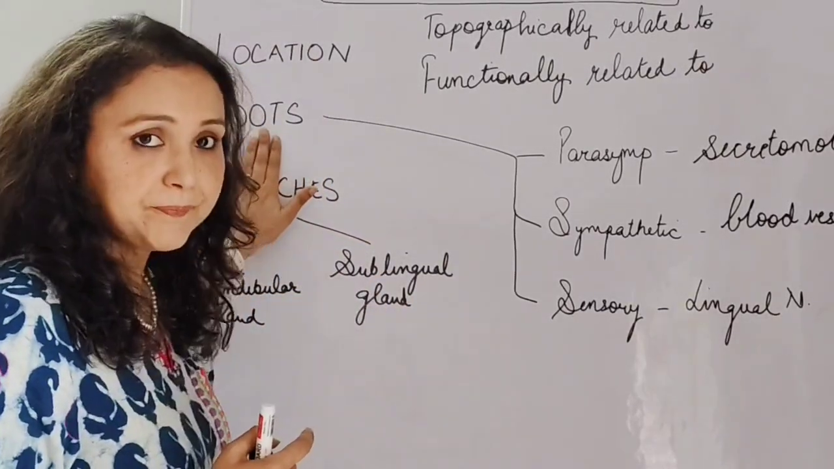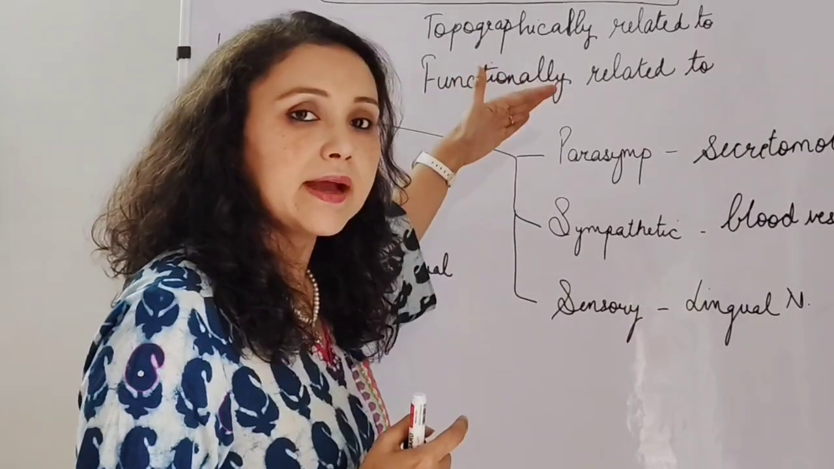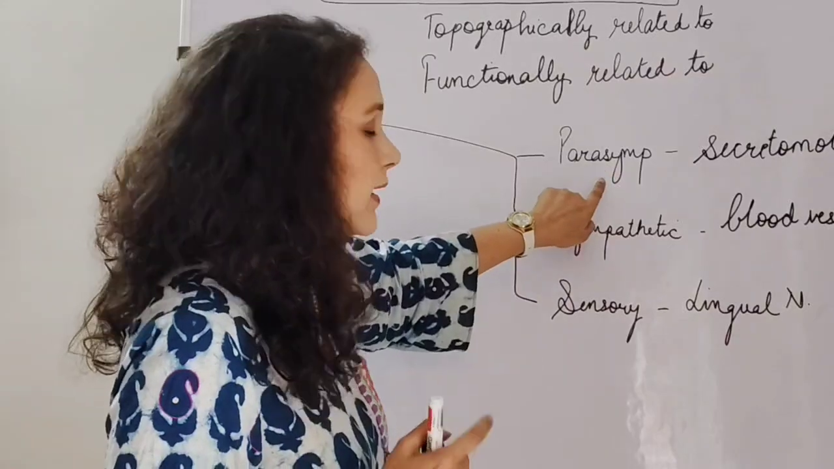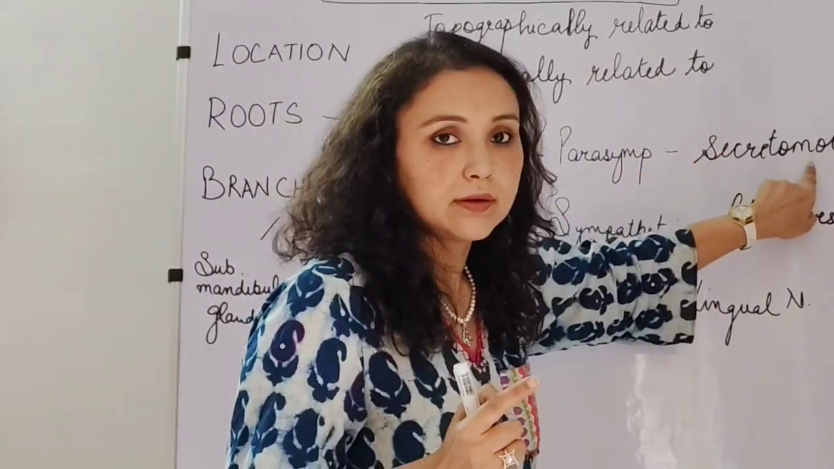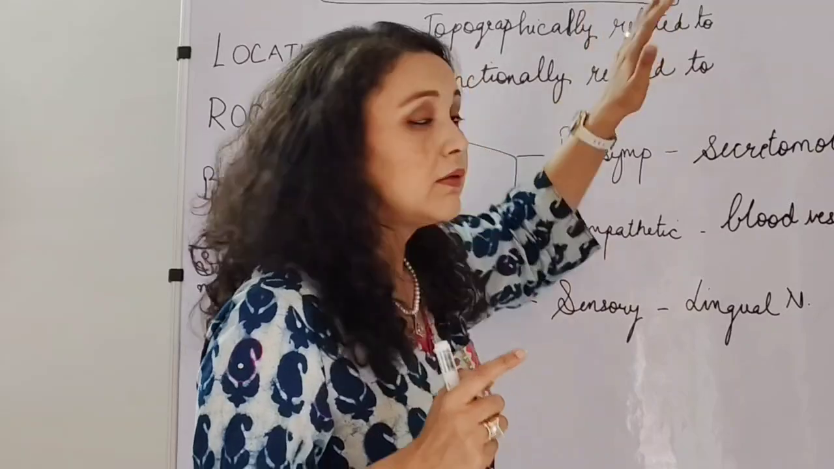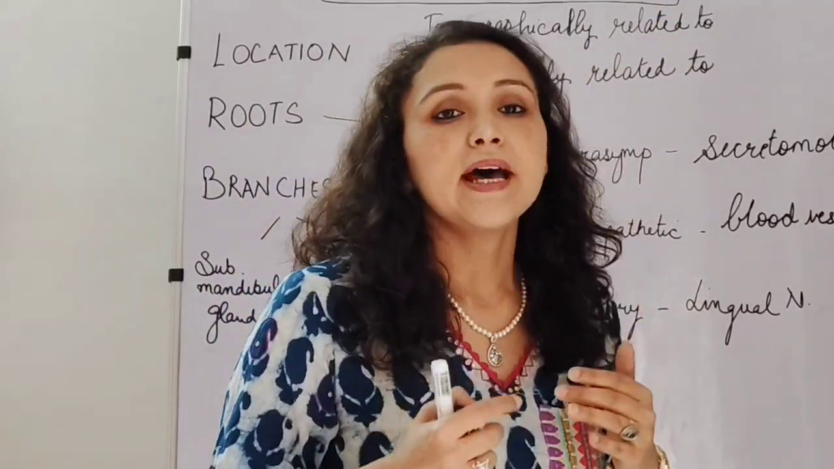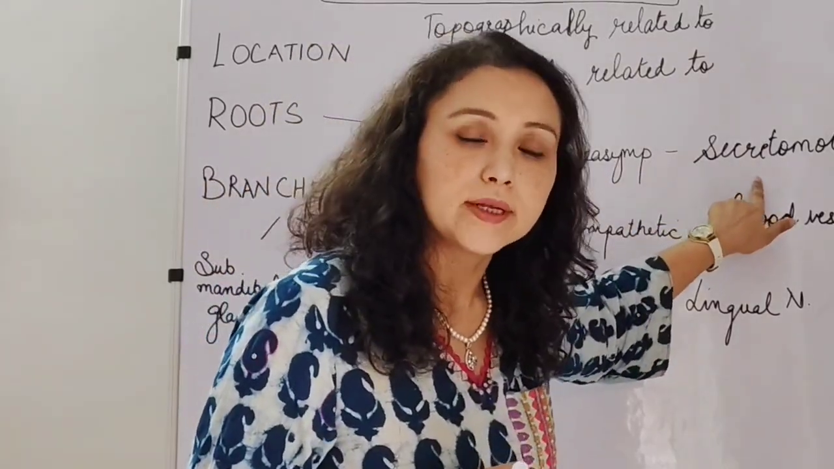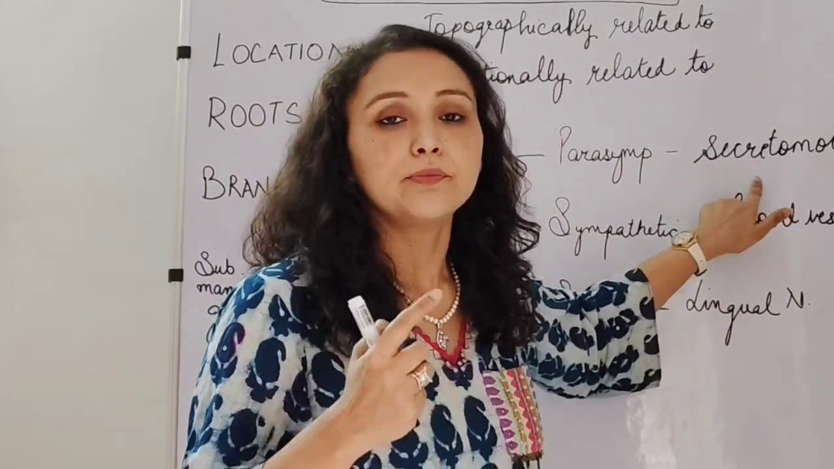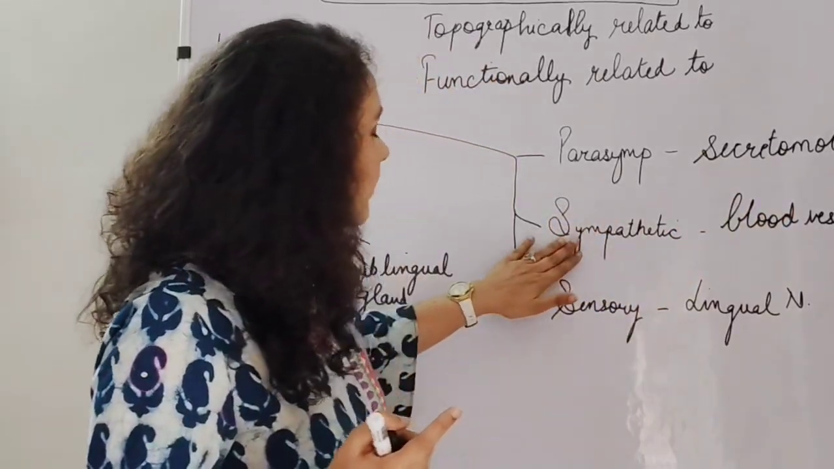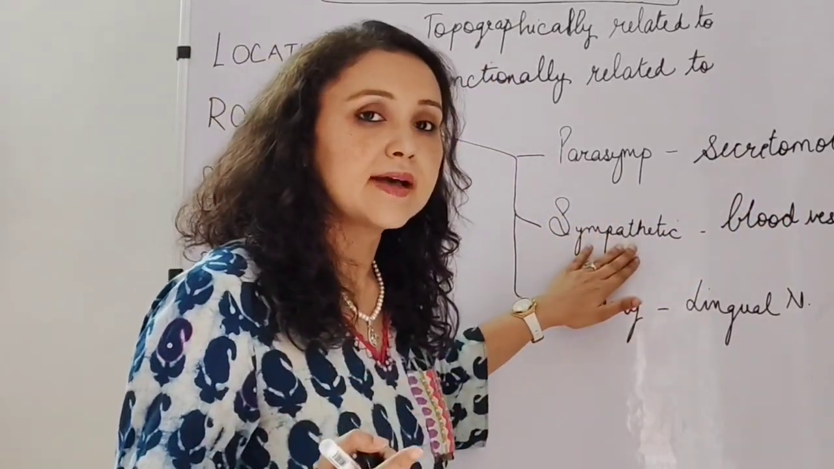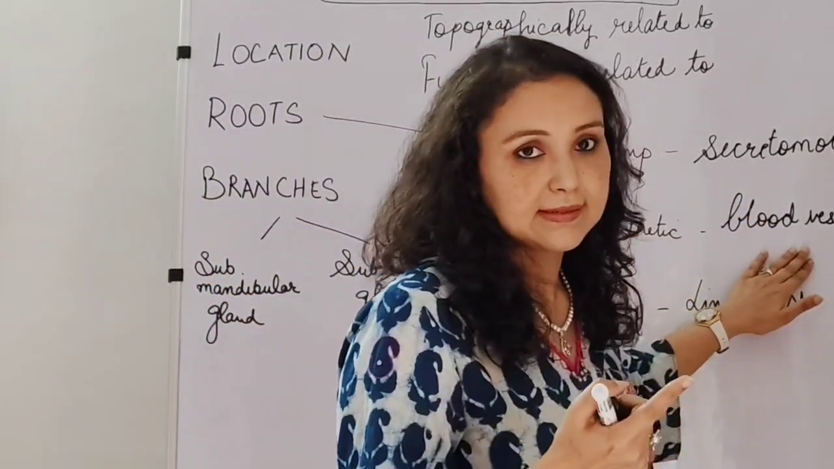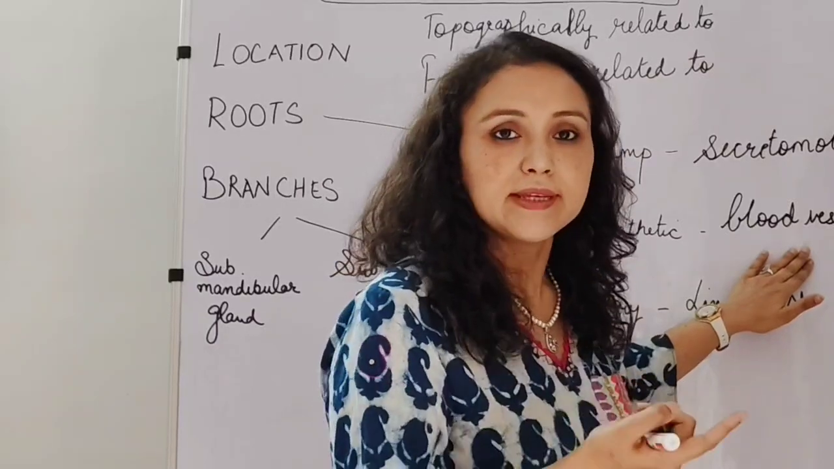Then coming to the roots. Like in the previous video, every ganglion has three roots: parasympathetic, sympathetic and sensory. Parasympathetic, I already told you, is secretomotor. Whenever any ganglion will be supplying a gland which has to produce its secretions, the parasympathetic component will be secretomotor. It will stimulate the gland to produce secretions. And regarding the sympathetic one, I already discussed, this will travel along the blood vessels and it will supply the blood vessels of the area, that means of these glands.